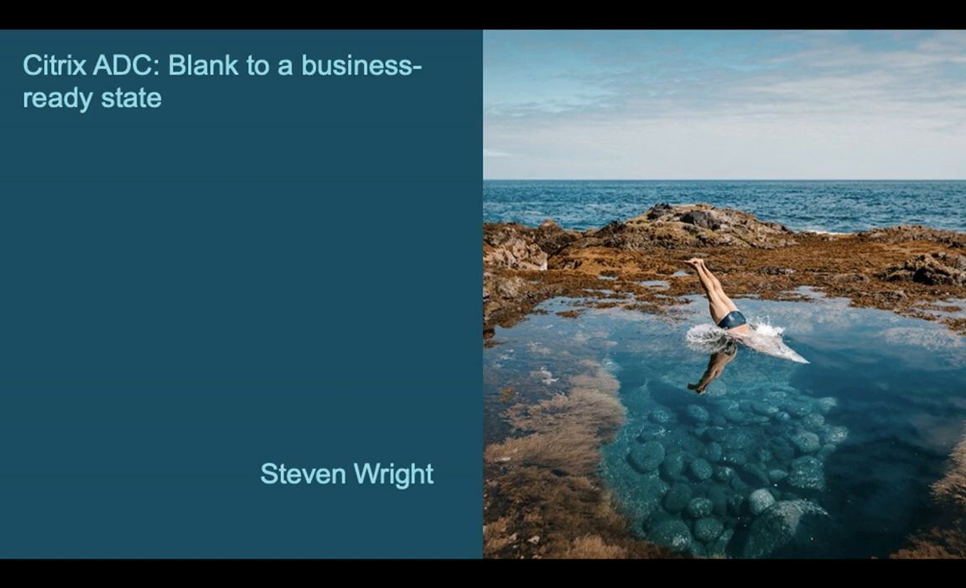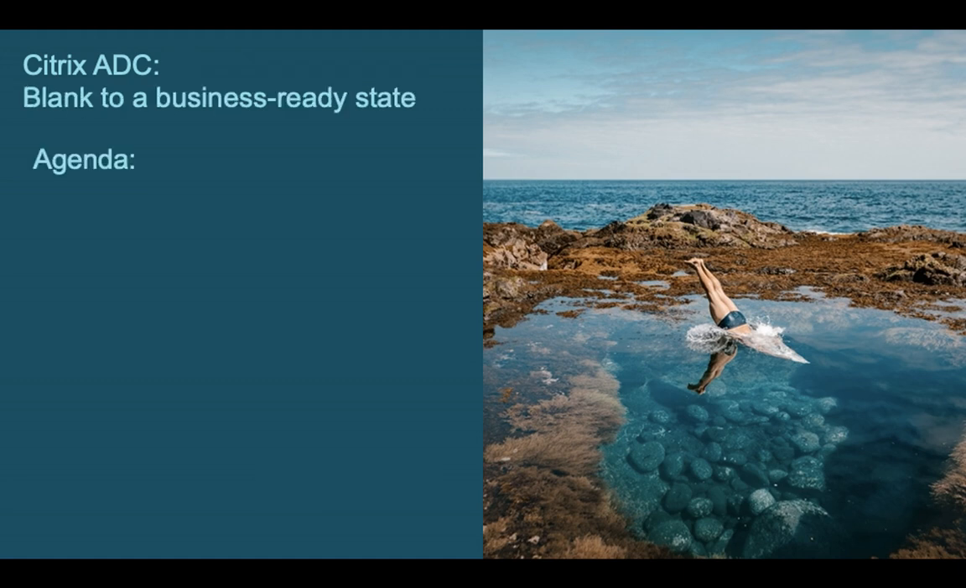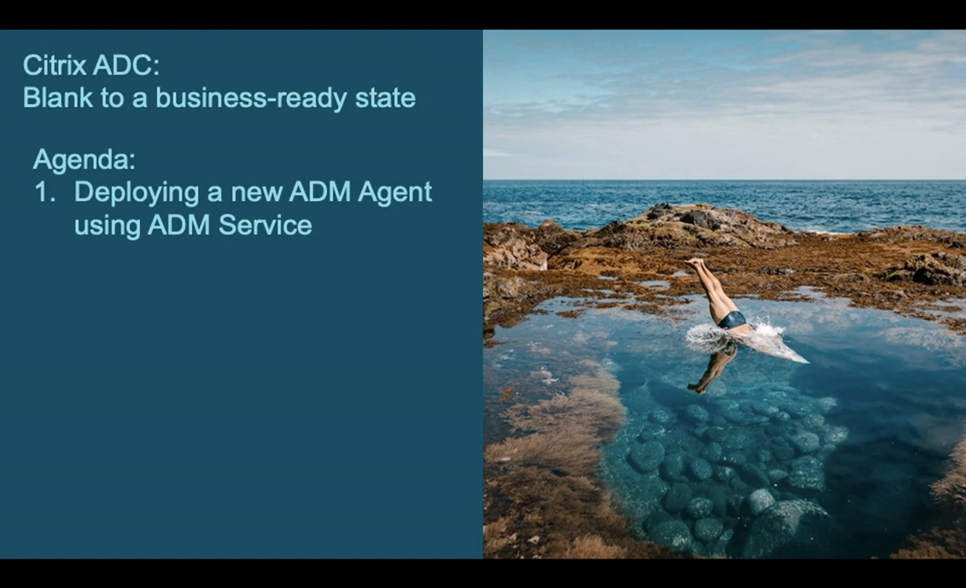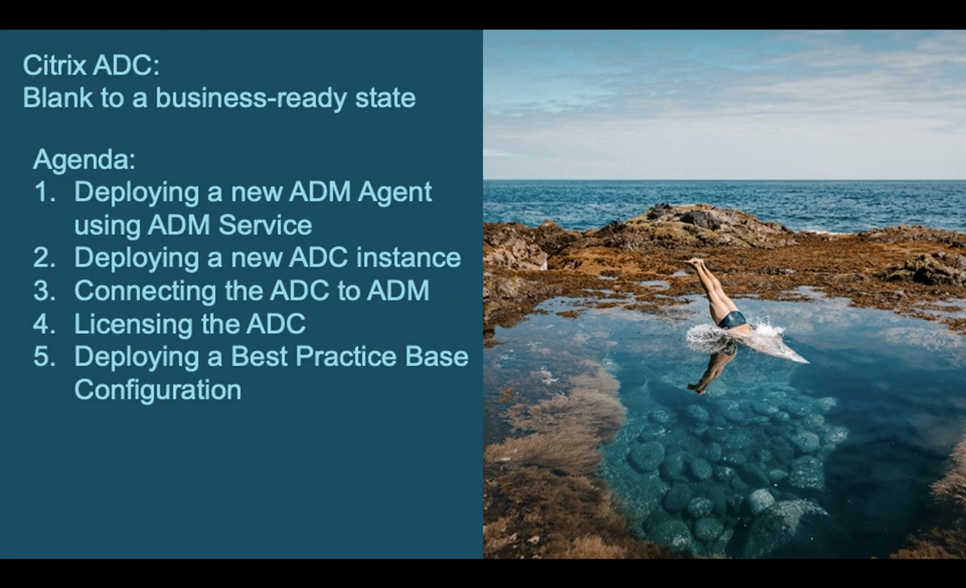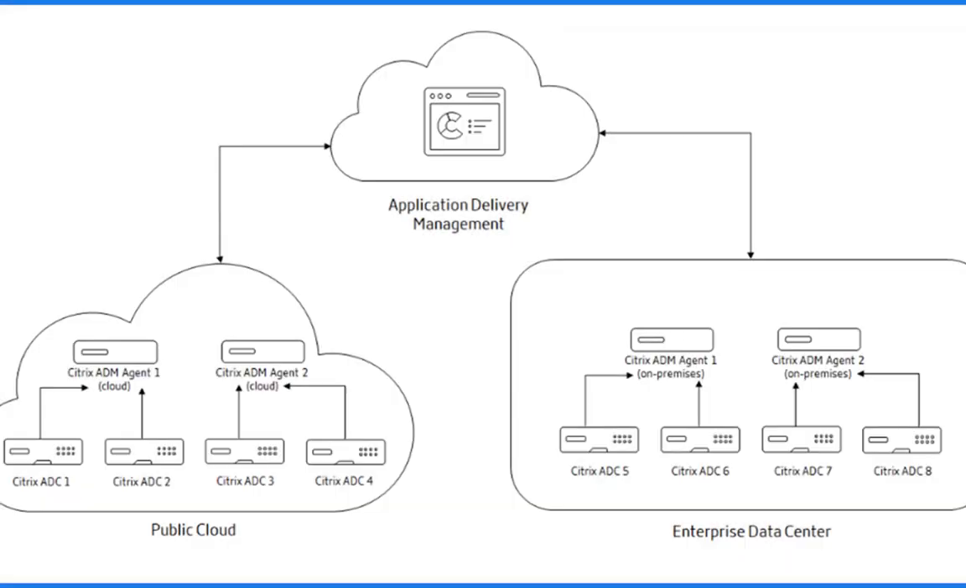In this webinar, I'm going to demonstrate how to take an ADC from a blank to business-ready state using ADM Service. I'm going to cover the following topics: deploying a new ADM agent using ADM Service into my VMware environment, deploying a new ADC instance, connecting that ADC instance to ADM Service, licensing the new ADC, deploying a best practice base configuration, and then deploying a business service, in this case, a load balancer.